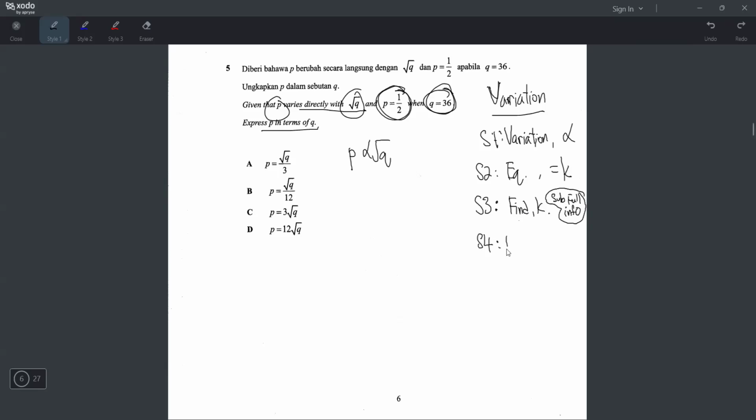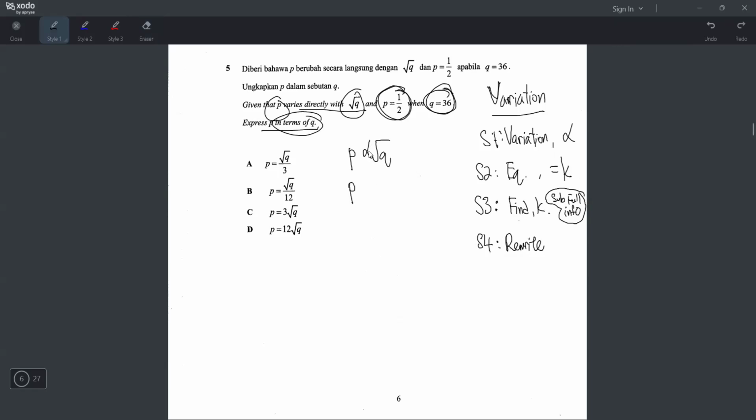Okay, step number 4 is rewrite. Rewrite means you rewrite the whole thing and then you get the answer. There are some questions that have step 5. Step 5 is when after you rewrite, they still want you to find something else, right? But only certain questions ask until step 5. This question asks until step 4 only. Okay, I will show you now.